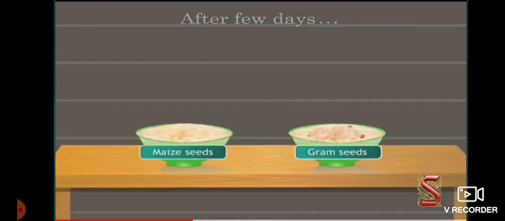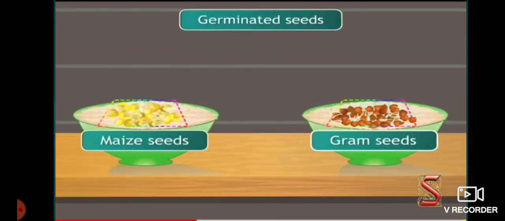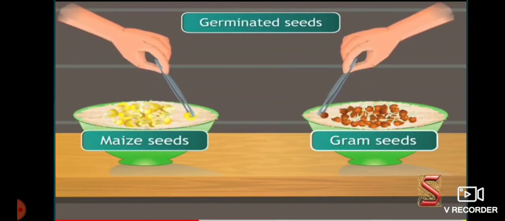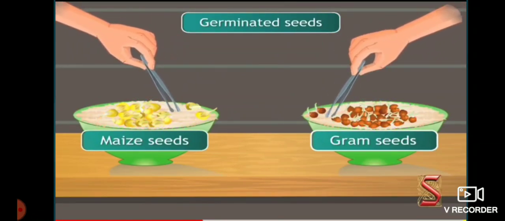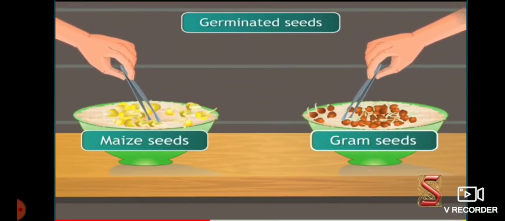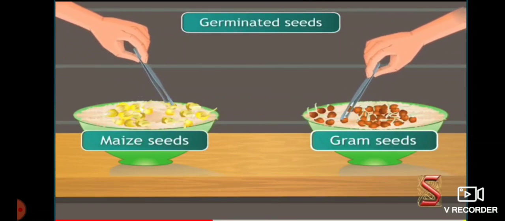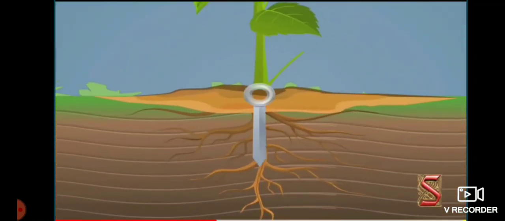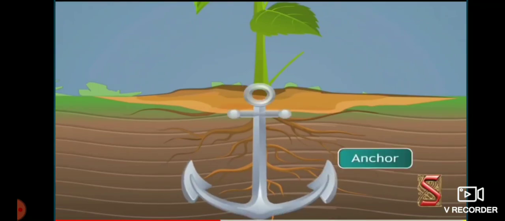Sprinkle water over it. After a few days, you could see that the seeds got germinated, and when we try to pull them out from the cotton, we will feel some difficulty. It is because the young plant's roots hold firmly to the cotton or to the soil. If we are trying to pull out a plant, we could see that the roots help in holding the plant firmly to the soil, or roots anchor the plant to the soil. It's another function of the root.